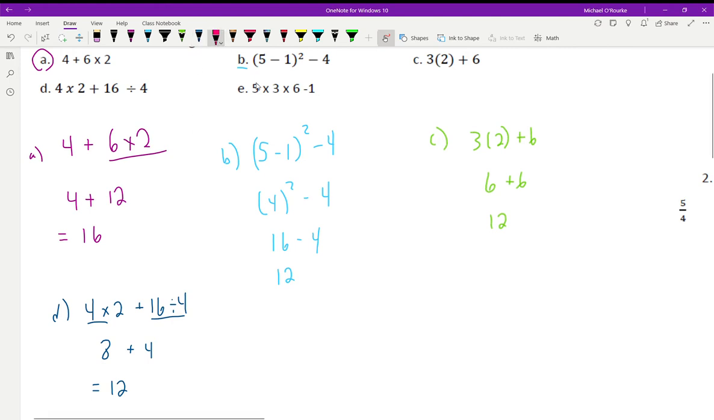I did not plan this. This one we have 5 times 2 times 6 minus 1. So BEDMAS, we need to do a multiplication first. So 10 times 6 minus 1. 10 times 6 is 60 minus 1, which equals 59. Okay?